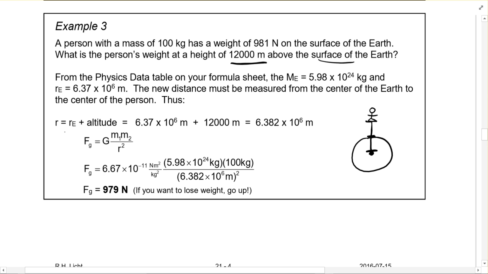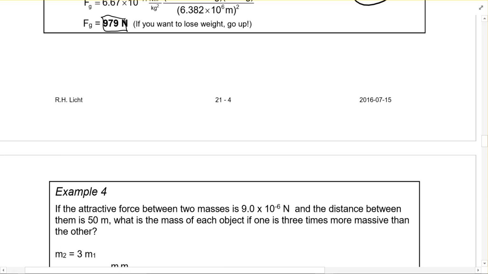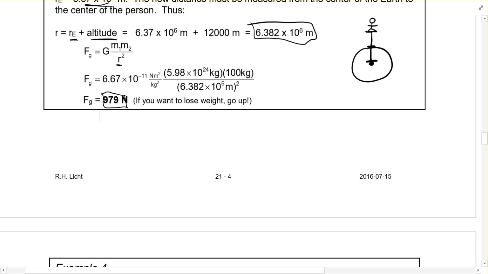So what we've got to do is say that the radius between these two is going to be the radius of the Earth plus their altitude, so plus how high they are above the Earth. When you add those two together, you get this. That has to be what goes into our equation here. And now just plugging in the numbers, you get 979 newtons. So you can lose weight if you just go up in the air. You'll actually weigh less. But your mass will be the same, right?